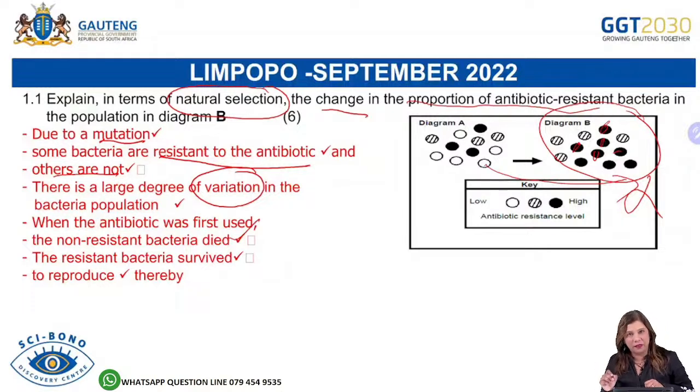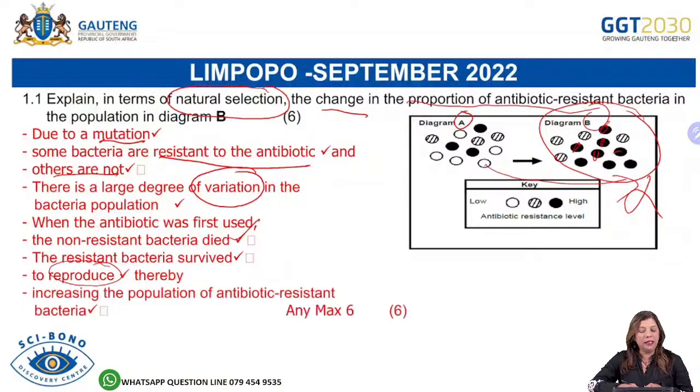And they didn't just survive. Because if you look at the numbers of resistant bacteria in diagram A and in diagram B, they're completely different. In diagram A, there is less resistant bacteria. In diagram B, there's a whole lot of resistant bacteria. So we already know that they multiplied. So therefore, that translates to they reproduced. That is why we can see so many. And we know that bacteria will reproduce asexually, so it will take place very, very quickly, increasing the population of antibiotic-resistant bacteria.